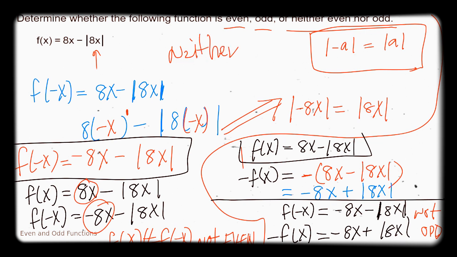Pen is acting up. So f of negative x is not equal to negative f of x. So since it's not even, it's not odd, it is neither.